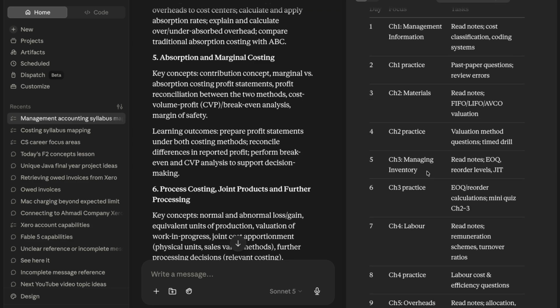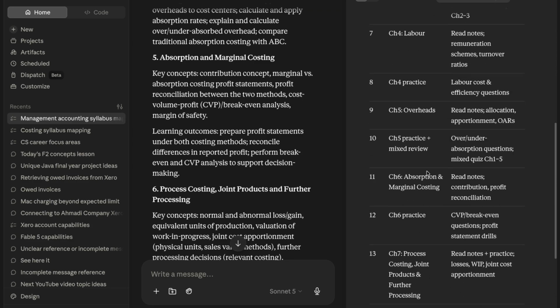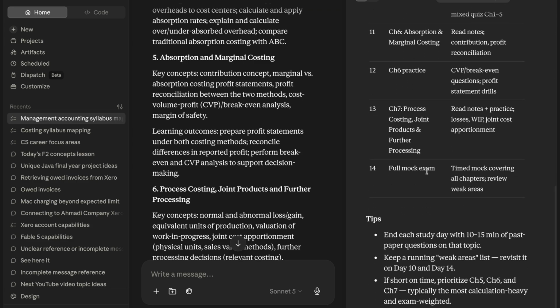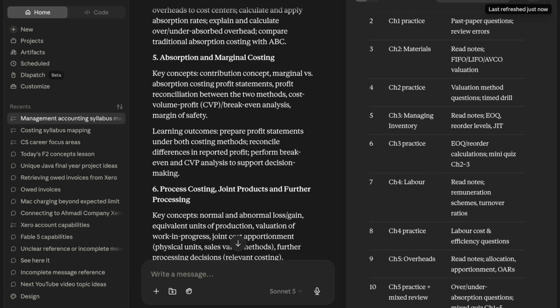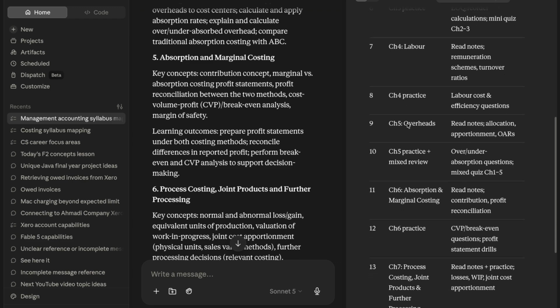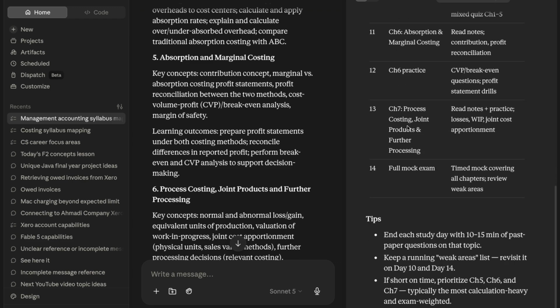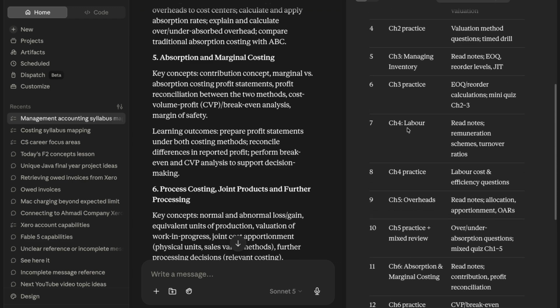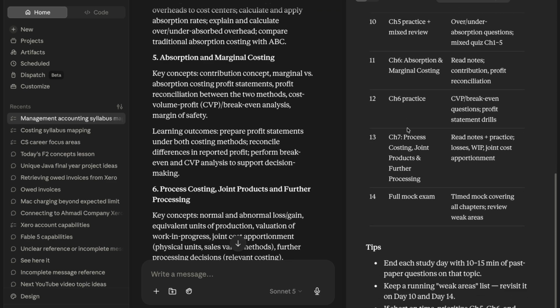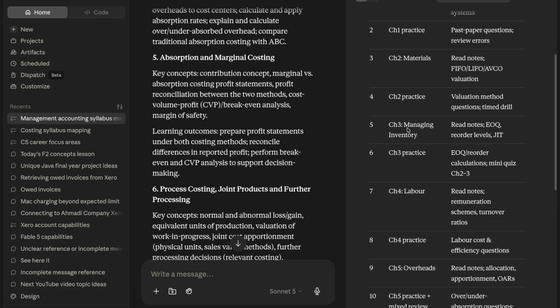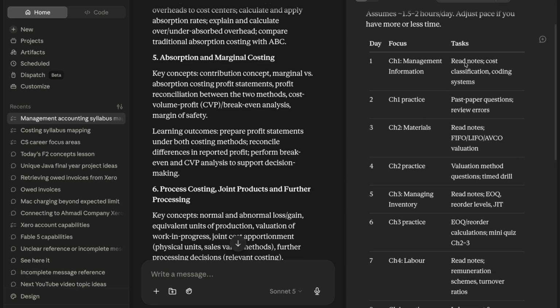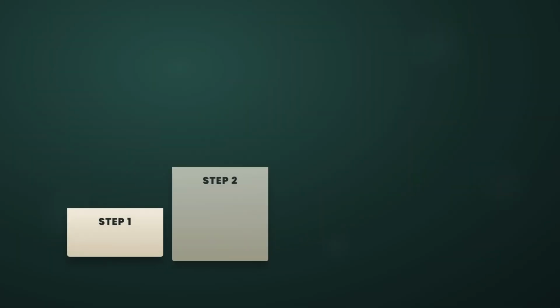Watch what Claude creates. Day 1 to 2 cost accounting fundamentals with 3 practice questions. Day 3 to 4 budgeting and control. Day 5-6 Turner costing, and so on through day 13-14 mock exam and review. See, day by day breakdown. Each day has a specific topic. This is your study schedule, different from BT because management accounting requires more calculation practice. And copy this into your calendar or print it.